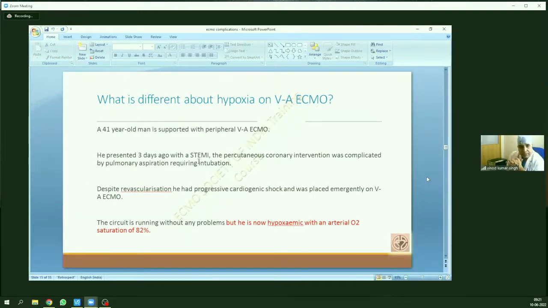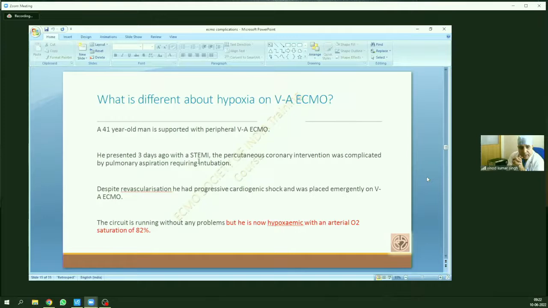Now, we have discussed hypoxemia in the VV ECMO patient, but hypoxemia may occur in the VA ECMO patient, and how is it different? Look at a 48-year-old man who is supported by peripheral VA ECMO. He presented 3 days ago with a ST segment elevated MI, and a coronary intervention was done. Despite the revascularization, he had progressive cardiogenic shock and was placed on VA ECMO.